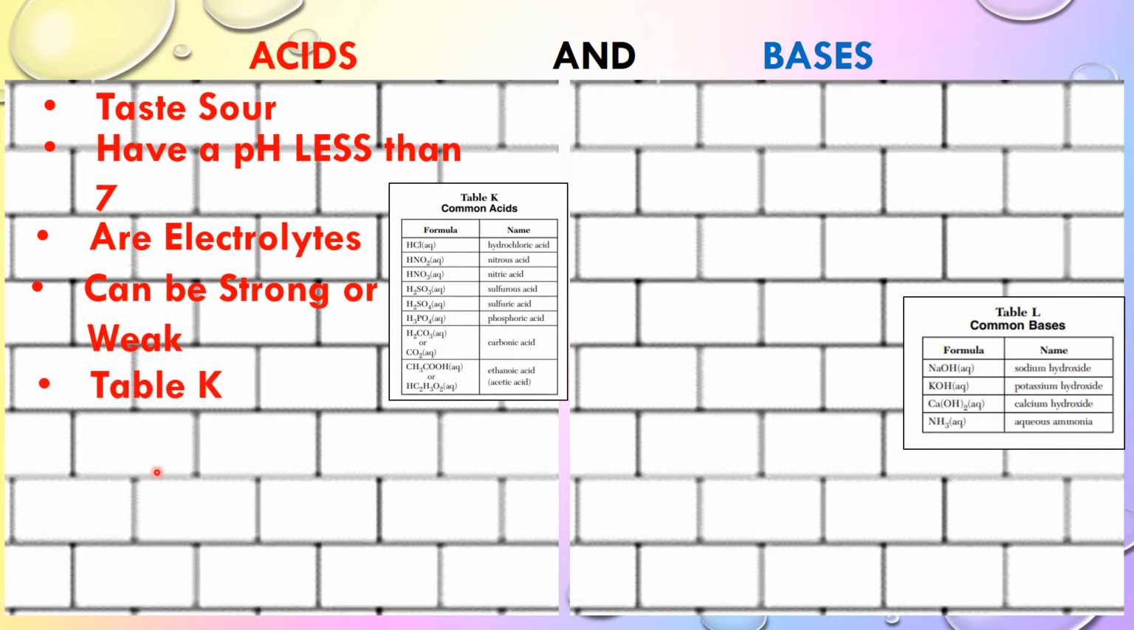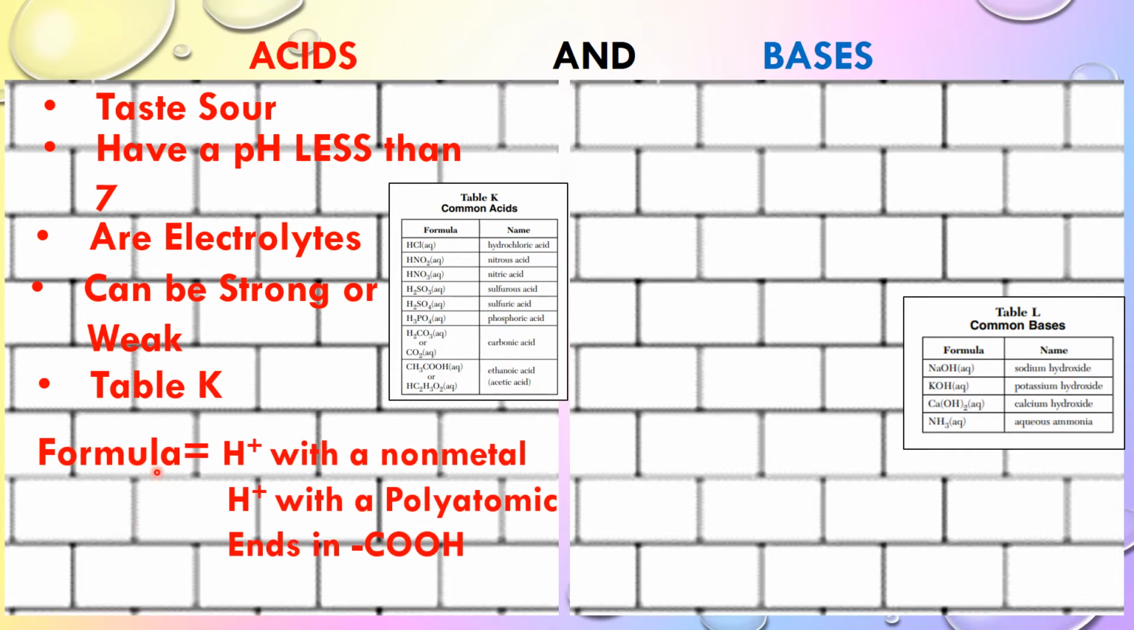From table K, which is what I have here, and that's from the reference table. And then the formula if you are an acid: hydrogen with a non-metal. So for example, looking at table K, the first one, hydrochloric acid is a hydrogen bonded to a chlorine. There's the non-metal. A hydrogen with a polyatomic, so something from table E. If you look at nitrous acid here, it's a hydrogen and it's bonded to this polyatomic NO2. And then the last way that you can be an acid, the formula that you can have is where it ends in COOH. We call that an organic acid.